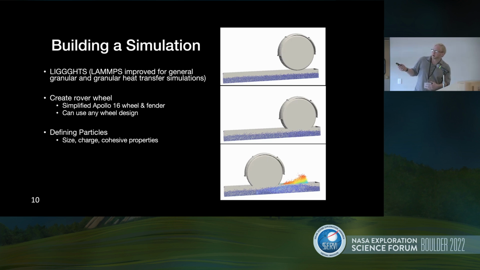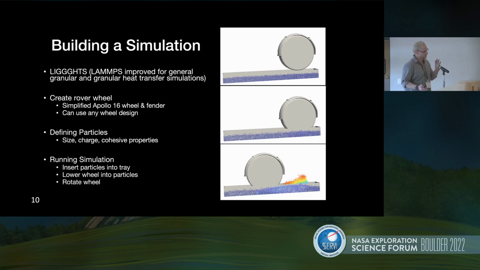This is just our proof of concept. After we create the rover wheel and the model, we define our particles, their size, the distribution of sizes, their charge, cohesive properties, and so on. Then we run the simulation by inserting particles into the tray, lowering the wheel into the particles, and rotating and translating the wheel accordingly.